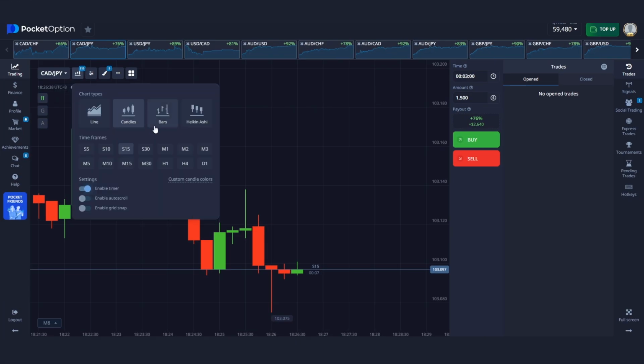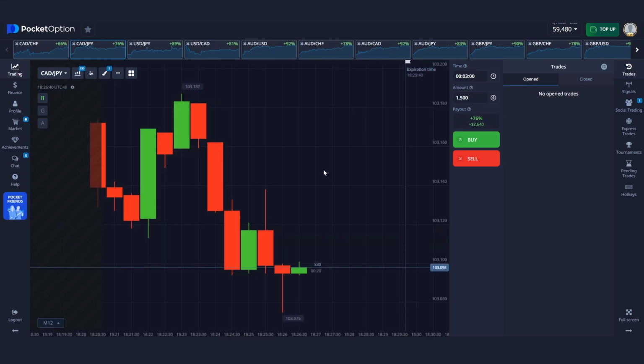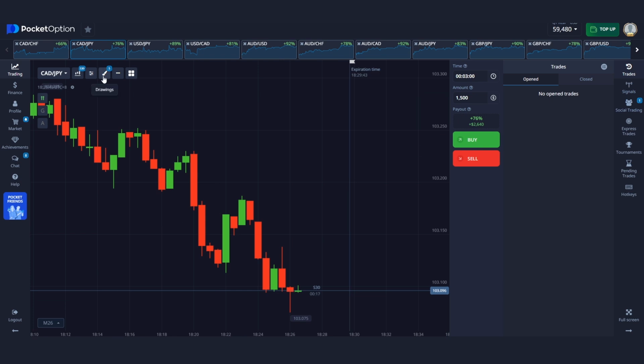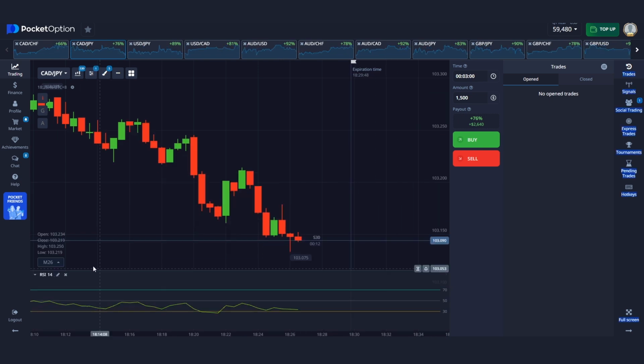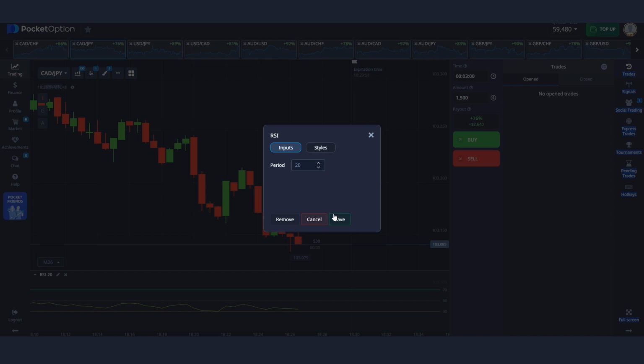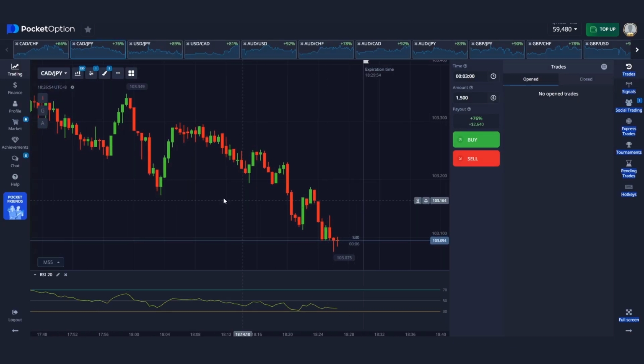The very first thing we need to do is set 30-second candles. This will make entry points easier for us. The next thing we need to do is add the RSI indicator. We add this indicator and set the settings to a period of 20. Our indicator is set up and now we can work with it.